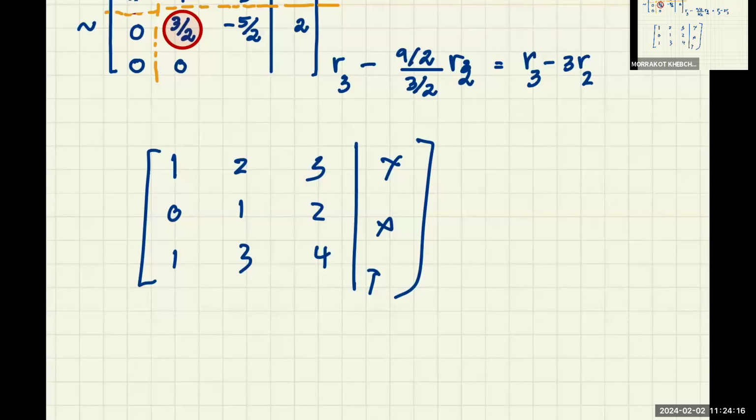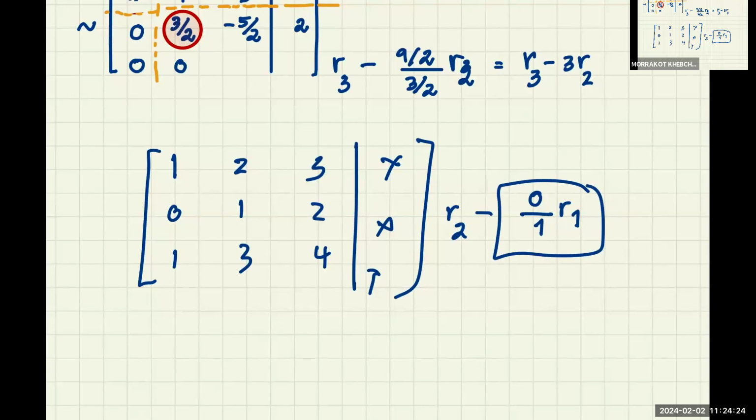So this one is going to be R2 minus R1 divided by 1 multiplied by 0, which means this step is still there, even though it is 0 already. Do you get my point here? The computer doesn't know that it is 0. It's not that smart.